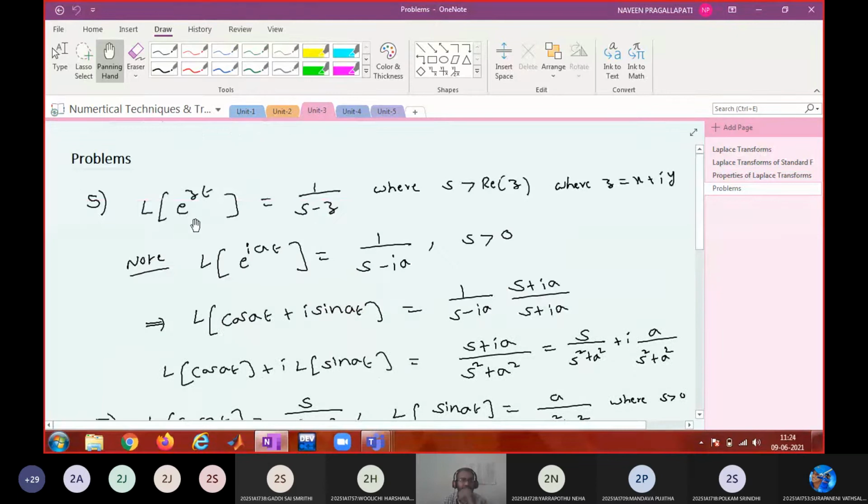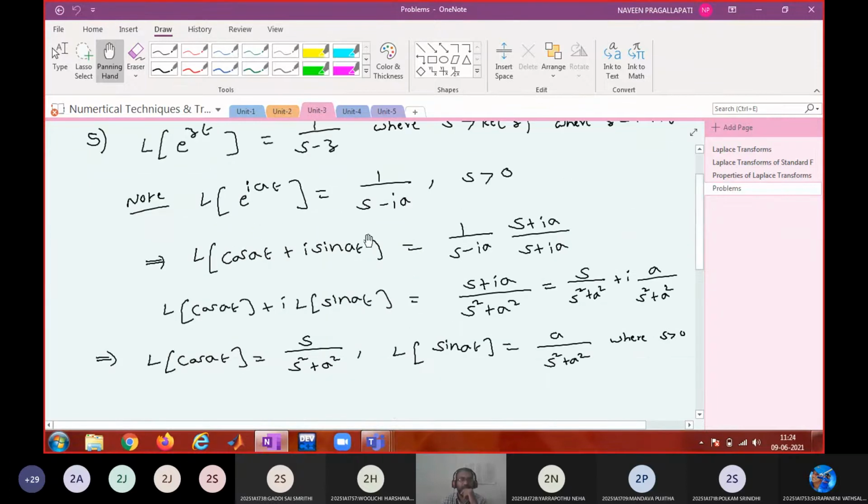And after that I said even Laplace transform can be applied for a complex function. If you have a complex exponential function like e power zt, where z equals x plus iy, then Laplace of e power zt is 1 by s minus z, where s is greater than real part of z. And as a special case, Laplace of e power iat is 1 by s minus ia, where s greater than real part of ia. Real part of ia is 0.